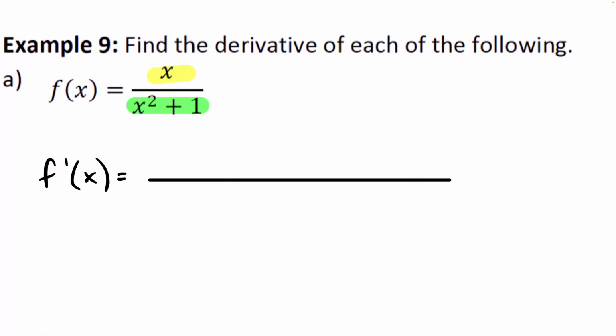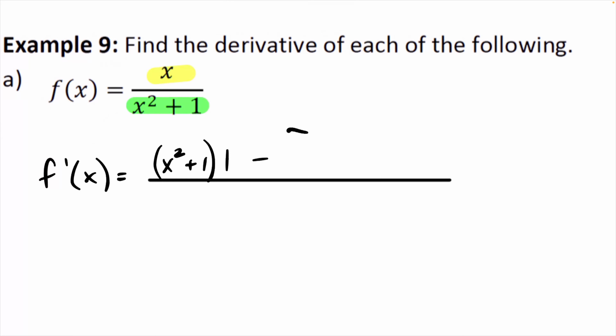So the first thing is the low times the derivative of the high. Well, the low is the green. So we're just going to rewrite the green. x squared plus 1 times the derivative of the high. Derivative of yellow is just 1.